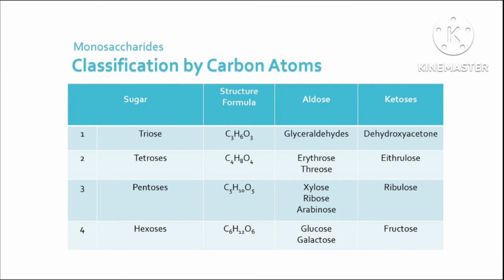Monosaccharides are classified by the number of carbon atoms. There are different types of sugars: first is triose, tetrose, pentose, and hexose, which occur in the form of aldoses and ketoses.